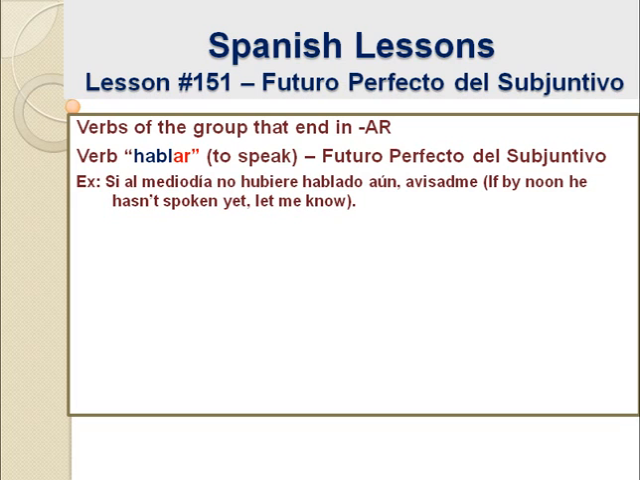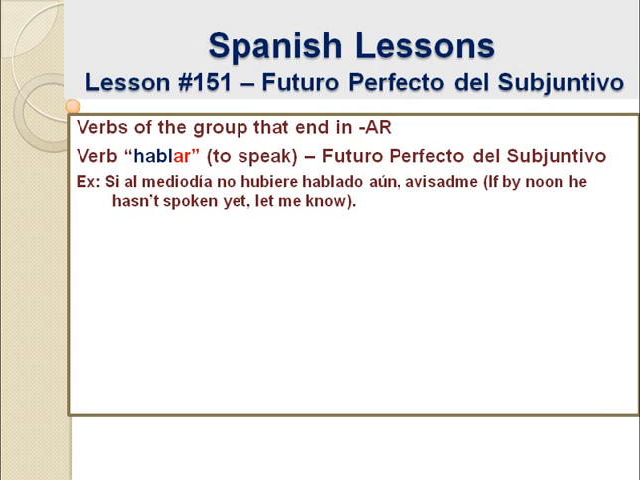So take a look at this example to see when and how it is that we use the futuro perfecto del modo subjuntivo. Let's go again. Si al mediodía no hubiere hablado aún, avisadme. So, si means if, right? It is an if clause. Al mediodía means at noon. No hubiere hablado. He hasn't spoken. Aún means yet. Avisadme, let me know. Okay?